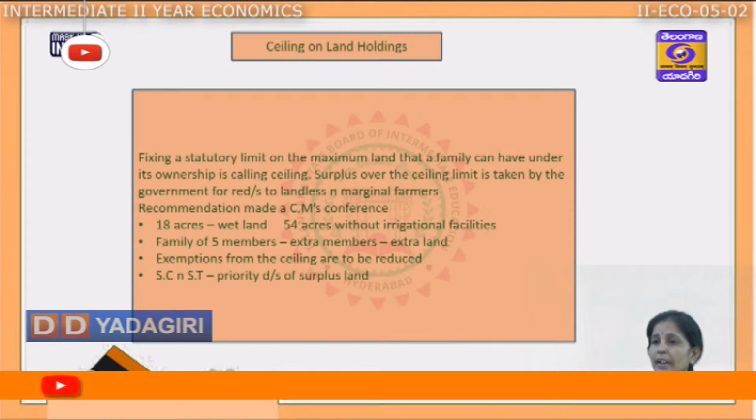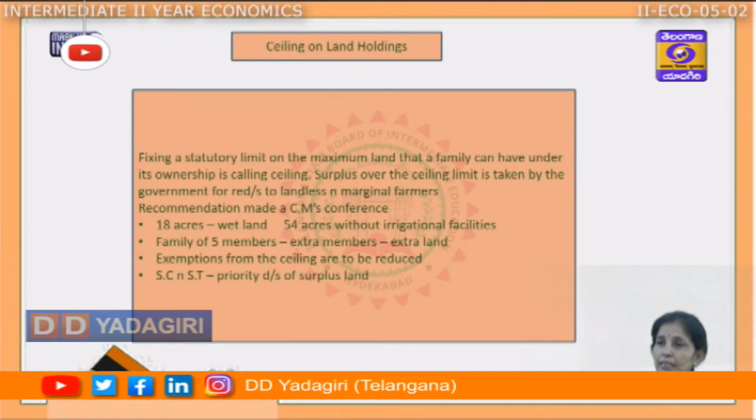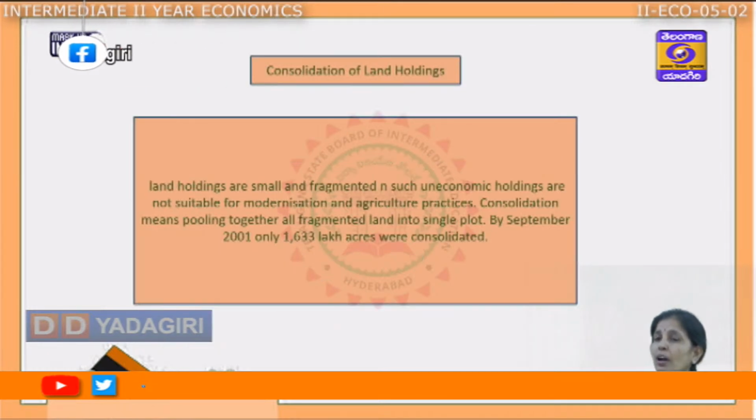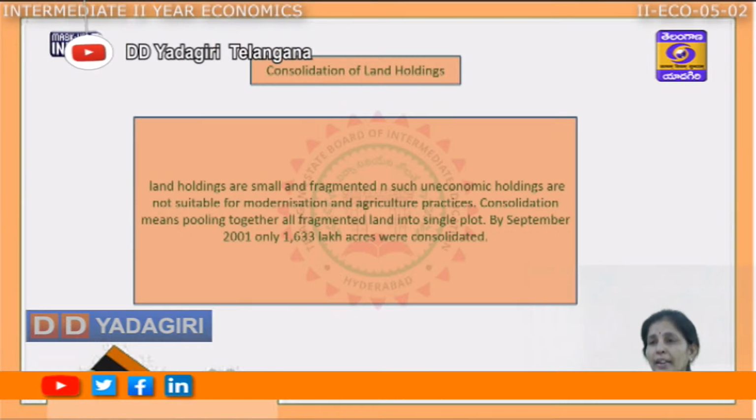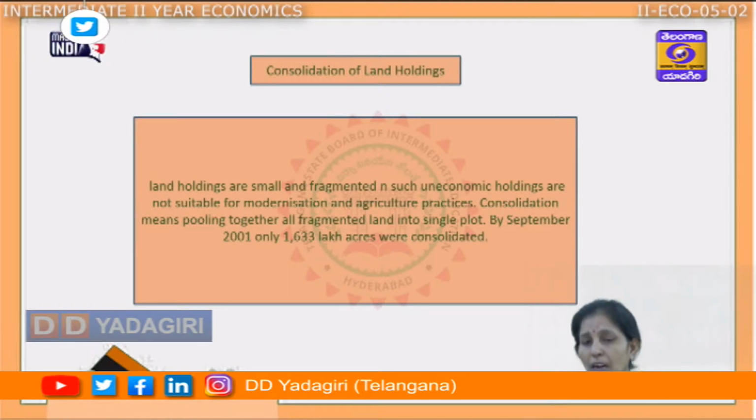The next one is that SCs and STs have certain priority in the distribution of the surplus land. The ceiling on land holdings has given a path for equality in land distribution. The next one is consolidation of land holding. When we talk about consolidation, we mean bringing together all the fragmented land into one single block, that is called consolidation. What is the advantage of this particular measure?